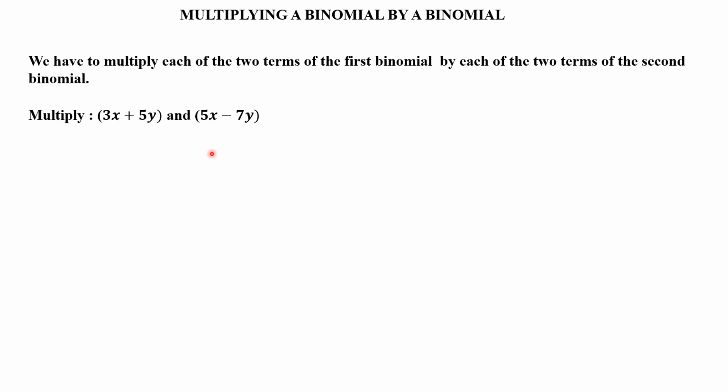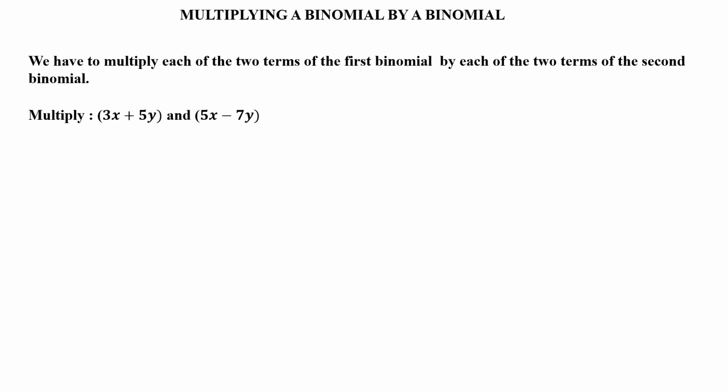So this is the example I have taken. Now I will show you how to multiply 3x plus 5y with 5x minus 7y. So the rule says that you have to multiply each term of the first binomial with each term of the second binomial. It means 3x you have to multiply with 5x minus 7y, and then 5y also you have to multiply with 5x minus 7y.